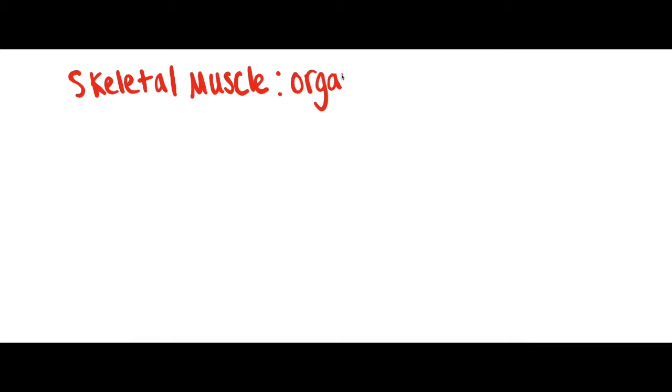Welcome to this lesson on skeletal muscle organization. So remember, there are three types of muscles. There are skeletal muscles, cardiac muscles, and also smooth muscles. But we are going to go over the organization of skeletal muscles today.